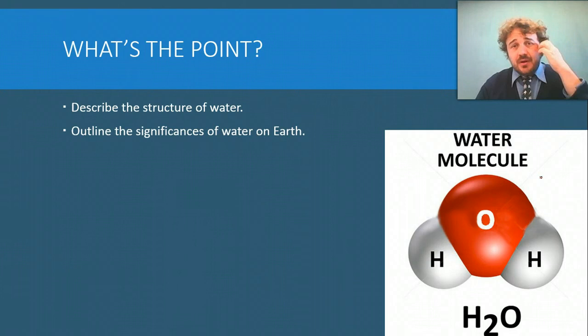Okay, so what's the point? Basically, by the end you should be able to describe the structure of water. Now, later we'll compare it to other molecules that are similar, and we're going to outline its significance on Earth.